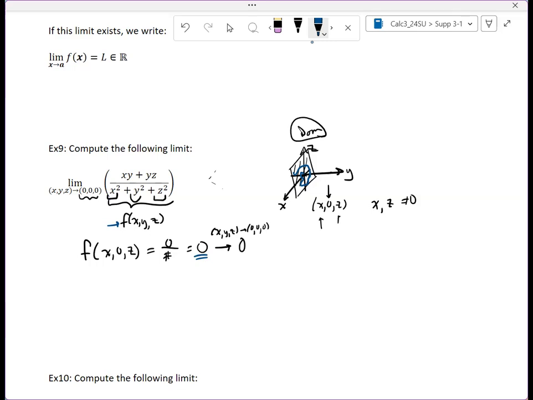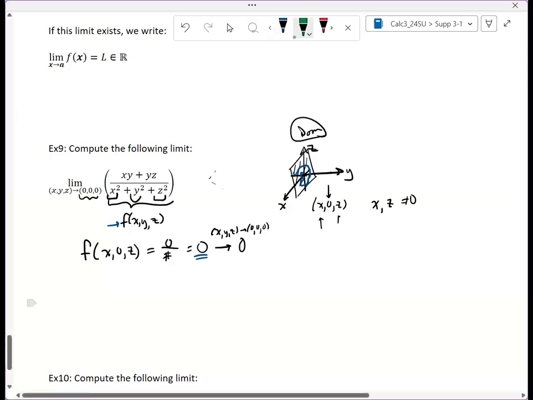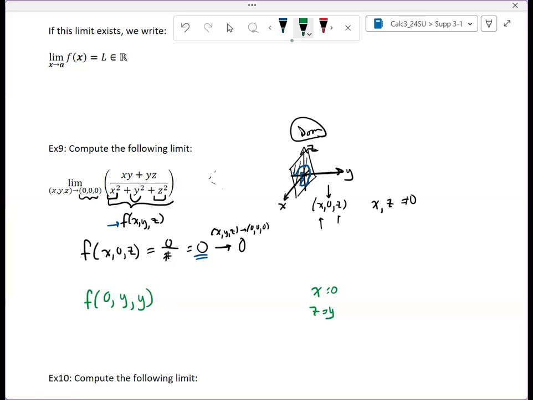If we check some other paths, do they tend to agree, or can we find a disagreement and therefore argue the limit does not exist? Let's check a different path. Let's check instead the path 0, y, y. So here we're taking x equals 0 and z equals y. So x equals 0, we're in the zy plane, and we're approaching along z equals y, a 45-degree line in the zy plane, and we're approaching the origin along there.